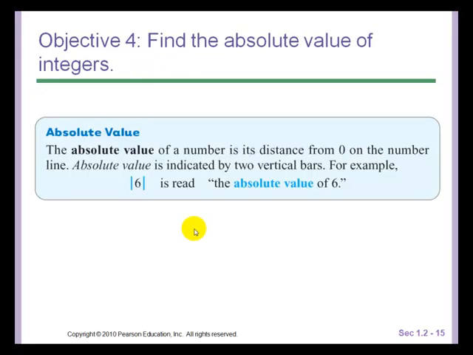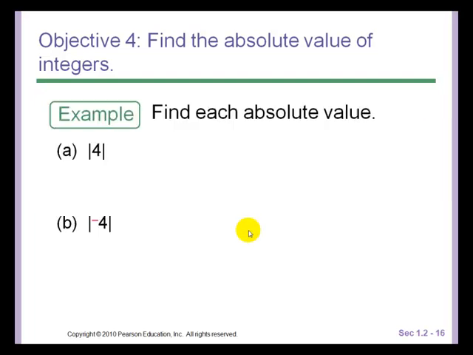Lastly, we're going to talk about the absolute value of integers. The absolute value of a number is its distance from 0 on the number line. Absolute value is indicated by two vertical bars, so this is read as the absolute value of 6. Be careful when you are writing that this doesn't look like two 1s, so that it looks like the number 161. The absolute value of 6 is very different from the number 161. Be careful with how you write those.